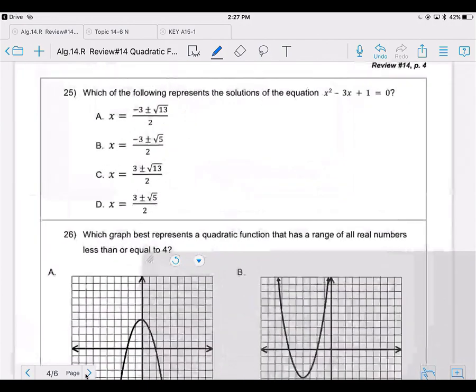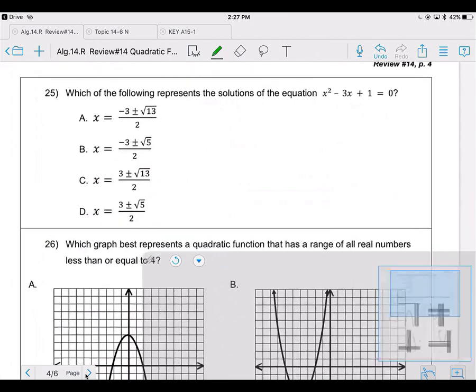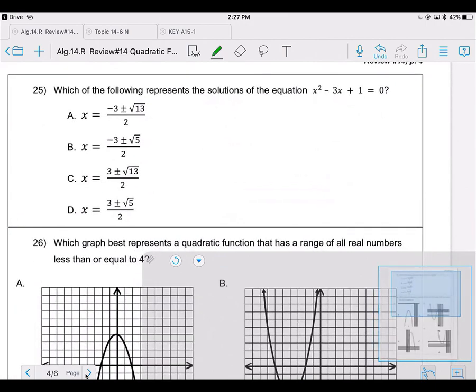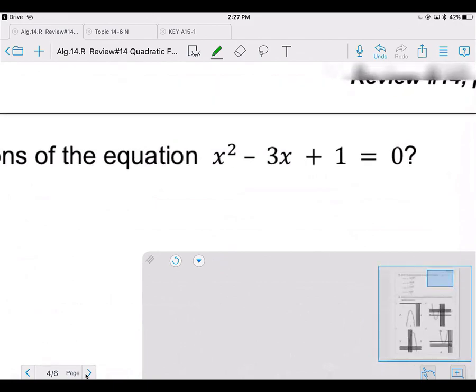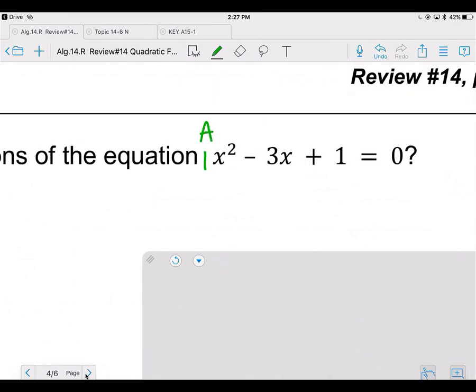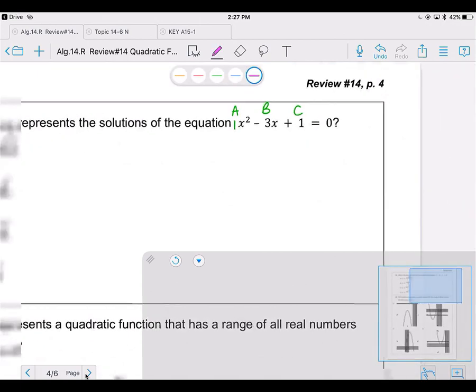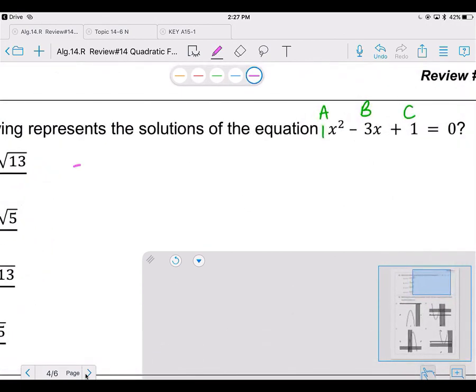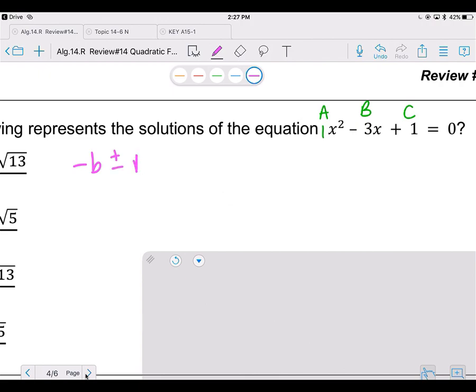Okay, so back to page 4. This one, they are asking us to find the solution set of x squared minus 3x plus 1 equals 0. And they have given us square roots, so we know we need to use the quadratic formula. So a is an invisible 1, b is -3, c is +1. On your formula chart, you are given this, so you don't have to write it. I'm just reminding you where these numbers come from.